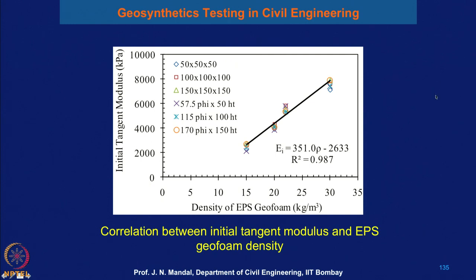So, this diagram shows the correlation between the initial tangent modulus and the EPS geofoam block. This is the initial tangent modulus of the geofoam and this is the density of the geofoam material. And here we have taken variation of the density, and the size of the sample is 50 by 50 by 50 millimeter.